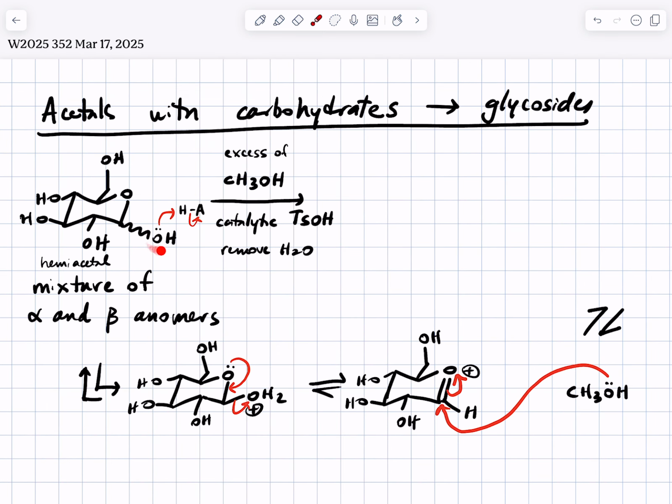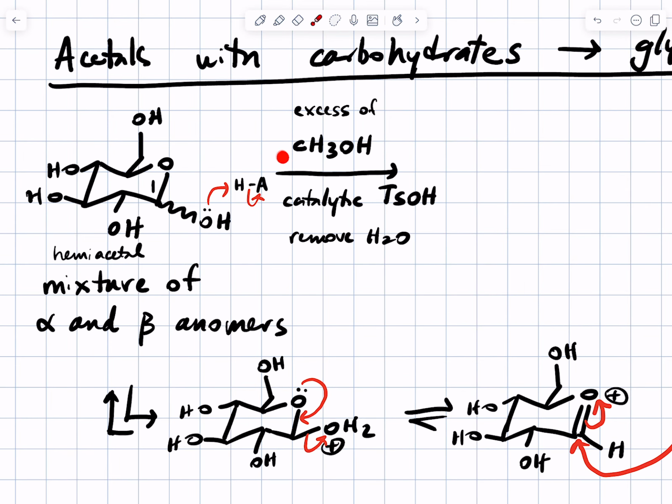You can do reactions with this C1 hydroxyl group that you can't do with the other hydroxyl groups because of its hemiacetal nature. So imagine in the presence of an alcohol, an excess of alcohol with a catalytic acid, and imagine you're removing water. What we're going to do is basically the same thing we did in chapter 14 with acetal formation, only in this case we're starting with the hemiacetal. So what happens is you protonate the OH on C1 with your acid, generating this oxonium ion where you've turned the OH into a good leaving group.